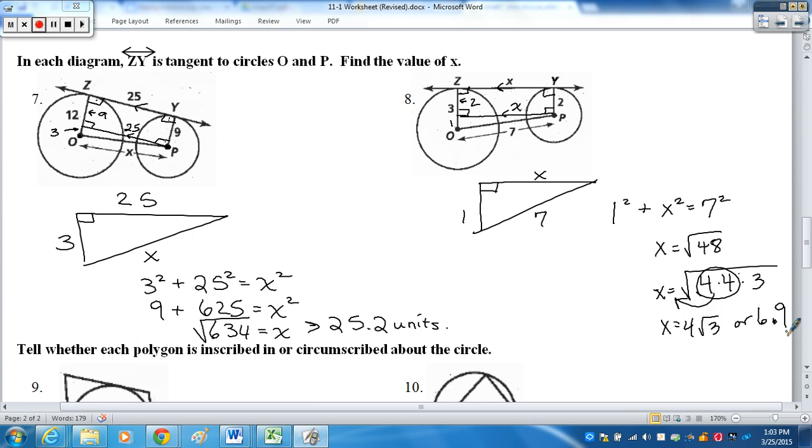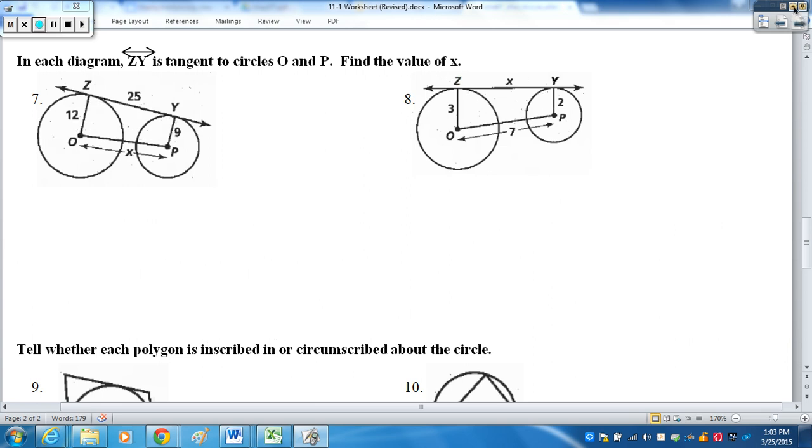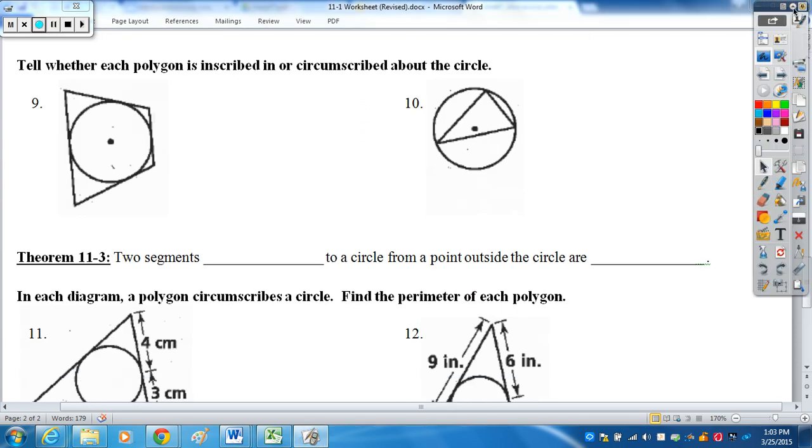All right, so again, just make sure you understand that for a tangent line to a circle, the radius at that point is going to be a right angle. The last two problems I want to make sure we touch on: tell whether each polygon is inscribed or circumscribed about the circle. In this case, it's on the outside, so don't forget that means it's circumscribed. And this one is on the inside, so that is inscribed.